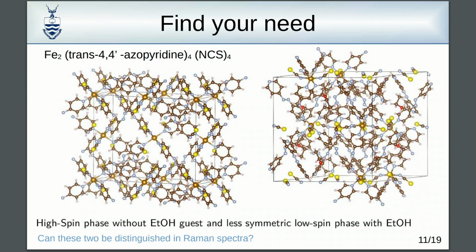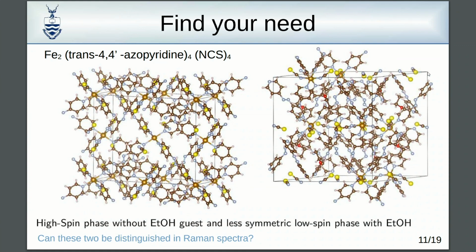For example, I had a colleague at UJ, Professor Hearn. He's an experimentalist, and he said, we're working on this metal organic framework, which has like 400 atoms. It has a high spin phase and a low spin phase, and we want to know whether these two have different Raman signatures, because then we can experimentally test whether or not we can make the phase change. Oh dear, right? 400 atoms is a bit of a stretch for DFT.